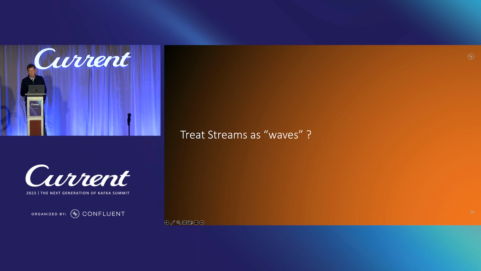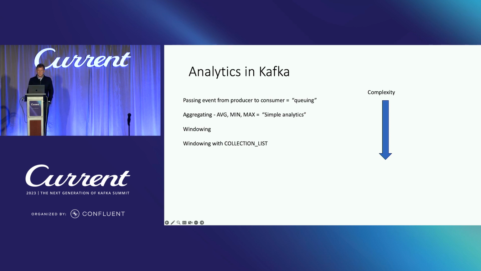Now, what if we could treat streams as waves? What I mean by this is, if we look at analytics in Kafka, and in general mathematical analytics, right? There are several levels of complexity using Kafka. The first simple case is just queuing. So we're decoupling producer and consumer, and we're passing events from producer to consumer for processing. It means we're processing events as particles, right?